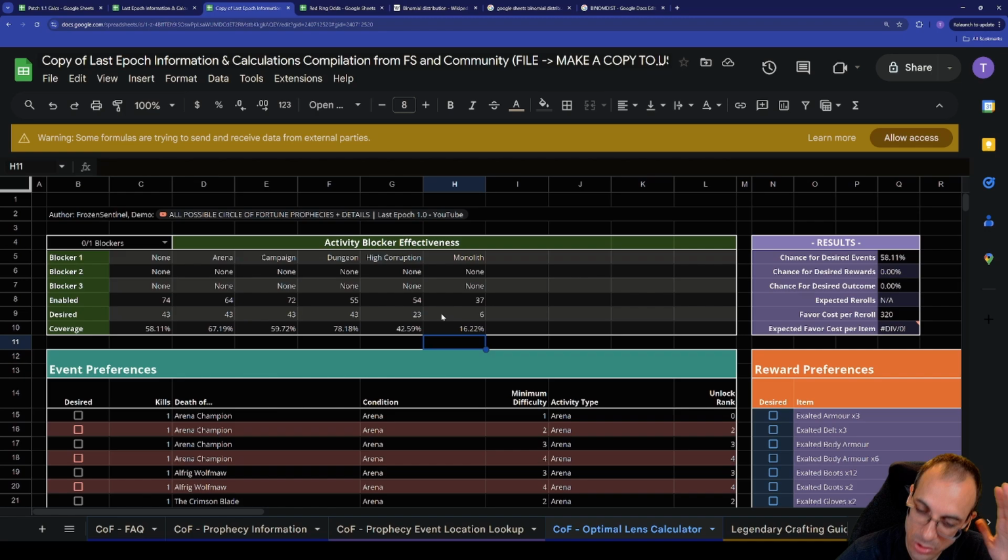And one more time, let me just highlight, props to Frozen. Thank you so much, man, for putting these together. We would not have been able to get such incredibly accurate estimates without you putting together all this infrastructure, both for the unique items and for these prophecy calculations.